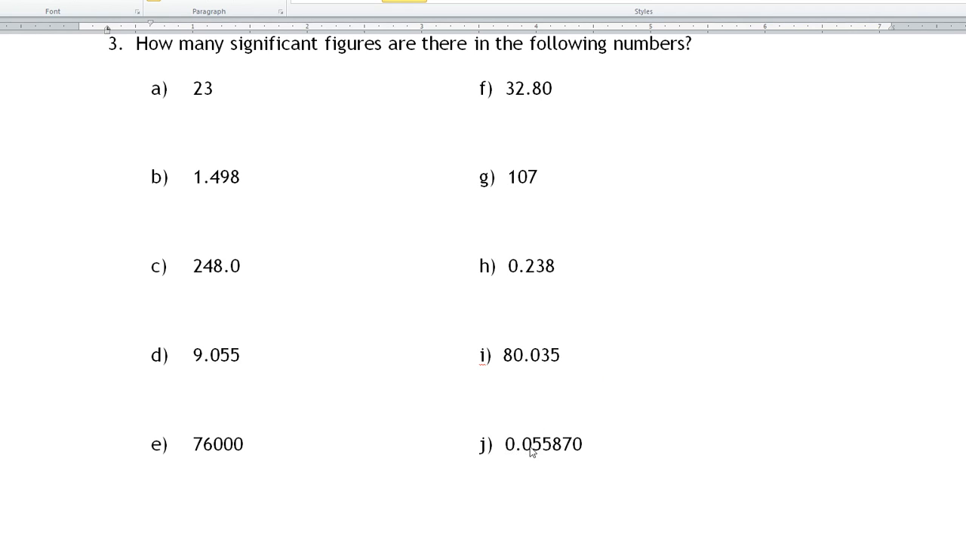J, I have a little bit of both. I have some leading zeros here, which I do not count. They're basically placeholders, but they're not significant to my measurement. Obviously, I count the 5, 5, 8, 7, and I do count this 0 because it is a trailing 0, and I do have a decimal in here, so that tells me that I have measured that out to that point exactly. So 5 for letter J.